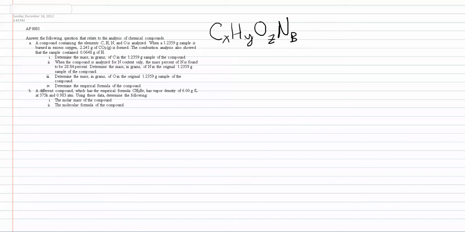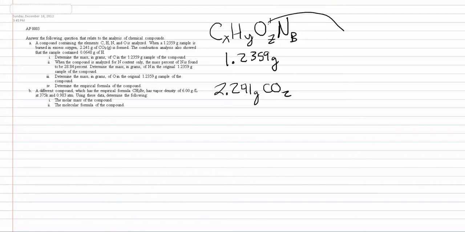Okay. And we have 1.2359 grams of this thing, and then it gets burned in the presence of oxygen and gives us 2.241 grams of CO2. And the combustion analysis also shows that the sample contains 0.0648 grams of H. Oh, look, they already gave us a part. So we already know that there are 0.0648 grams of H in this compound. Cool.